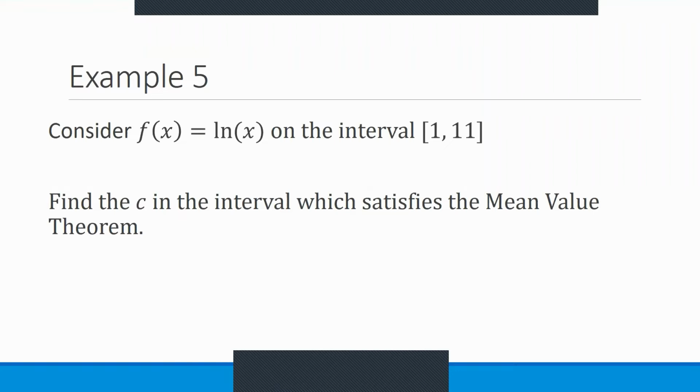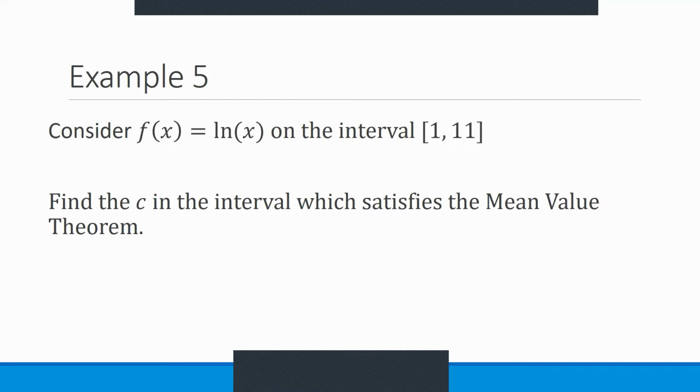Let's do one more example. Specifically, let's do one where the function is not a polynomial. Consider the function f of x is natural log of x on the interval from 1 to 11. Find the c in the interval which satisfies the mean value theorem.